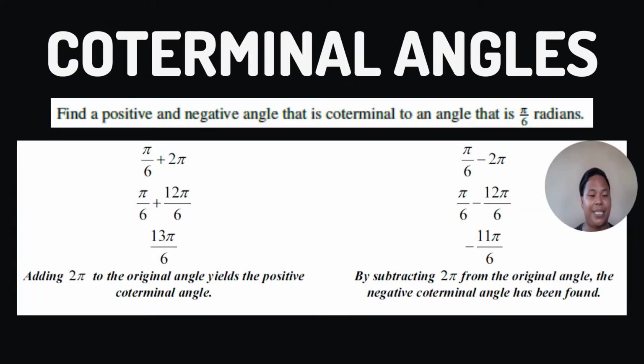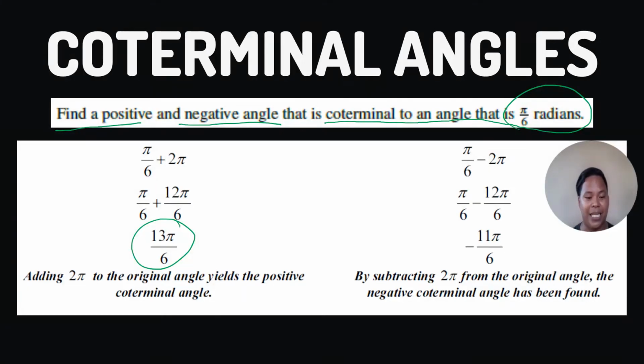Let's have this example. We're going to find a positive and a negative angle that is coterminal to an angle that is pi over 6 radians. This given angle is in radian measure. Therefore, instead of adding 360 degrees to find a positive coterminal angle, we will be using 2 pi. Therefore, pi over 6 plus 2 pi is equal to 13 pi over 6.